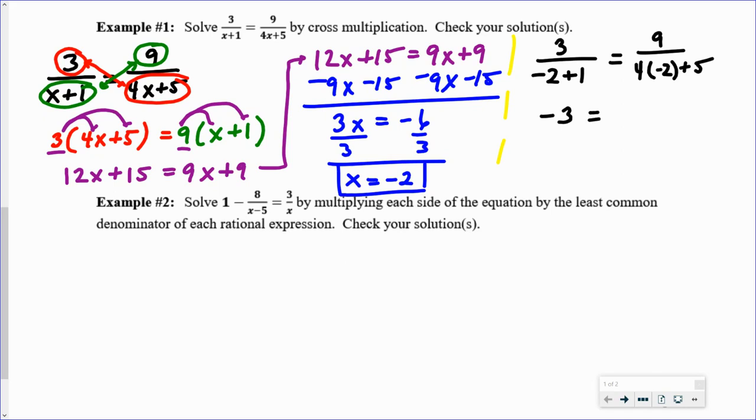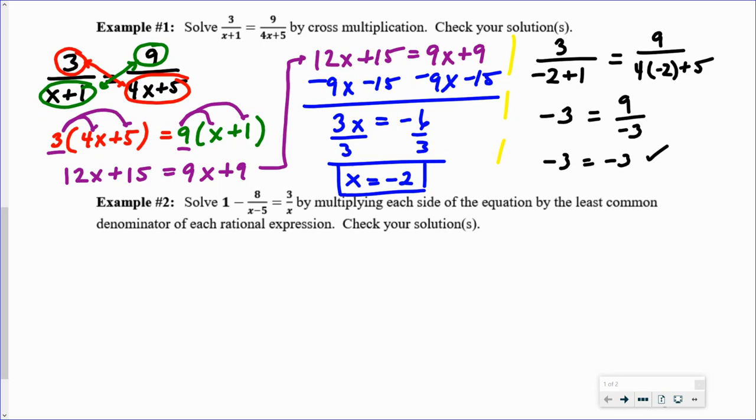Here we have 9 over 4 times negative 2 is negative 8, plus 5, that's negative 3. And then 9 divided by negative 3 is negative 3. So this one checks out perfectly. So that's how you would use cross multiplication to solve a proportion.